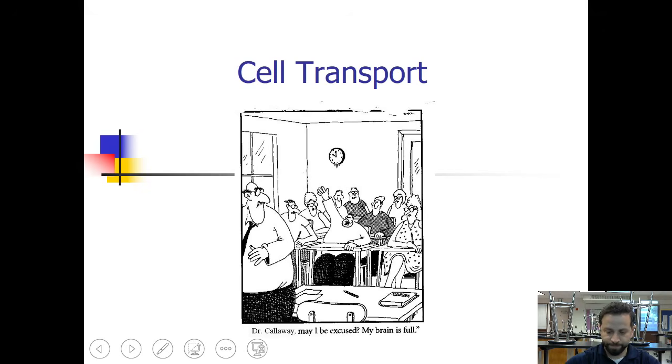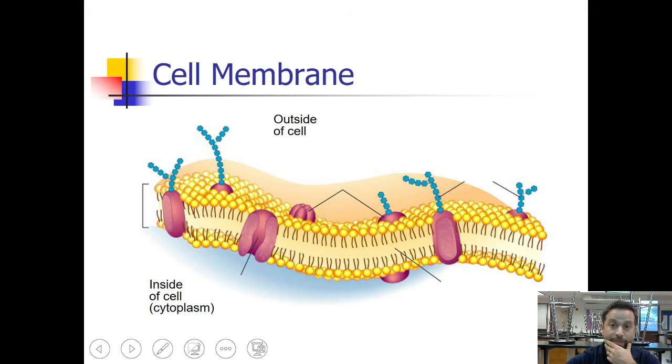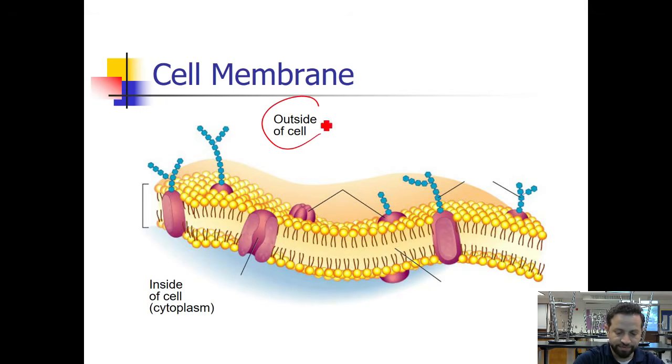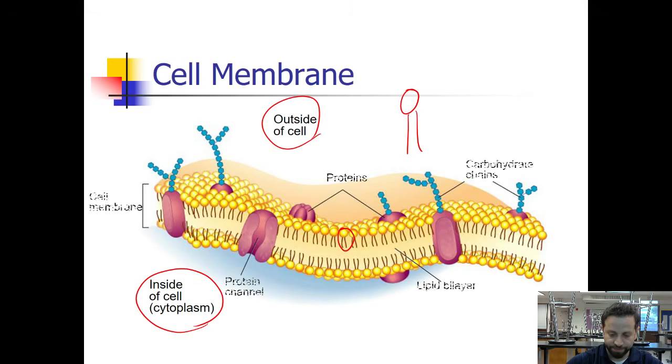Okay, so cell membrane. This is the outside of the cell, and this is the inside, or the cytoplasm, of the cell. It's important to know how to label the cell membrane. One of these guys right here is called a phospholipid. Each layer of the cell membrane is called a bilayer, which means 2 layers.